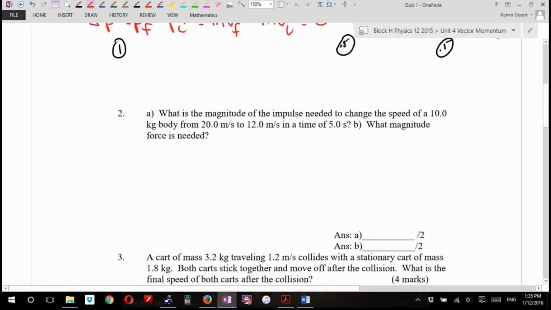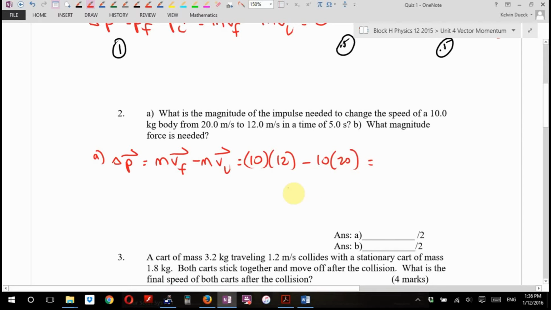A, what is the magnitude of the impulse? Impulse is change in momentum, and I think in this one as well, I'm going to go mv final minus mv initial. It's going to be 10 times, final is 12 minus 10 times, initial is 20. You get negative 80. Now, if you said negative 80, I'm fine with that. Technically, it just asked for the magnitude, so if you said that, I guess I'll give it to you. But the negative is saying that object needs to lose some momentum.